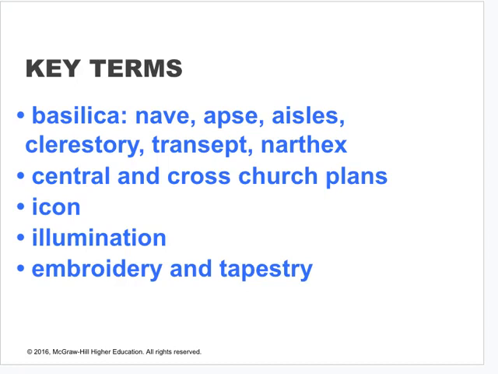And then we're going to look at two different types of floor plans of churches, which would be the central and the cross church plan. Another term we go over is an icon. And an illumination. And then we'll talk about embroidery and tapestry briefly.